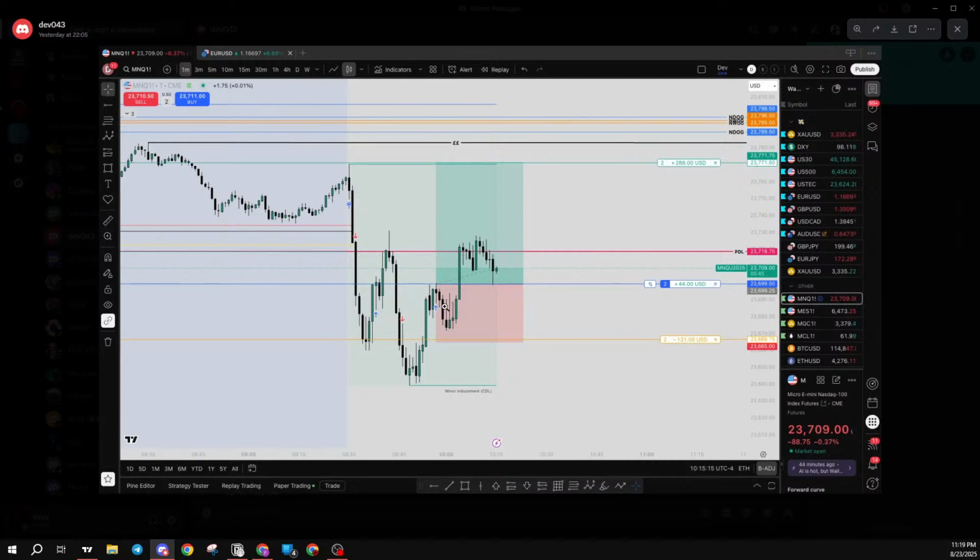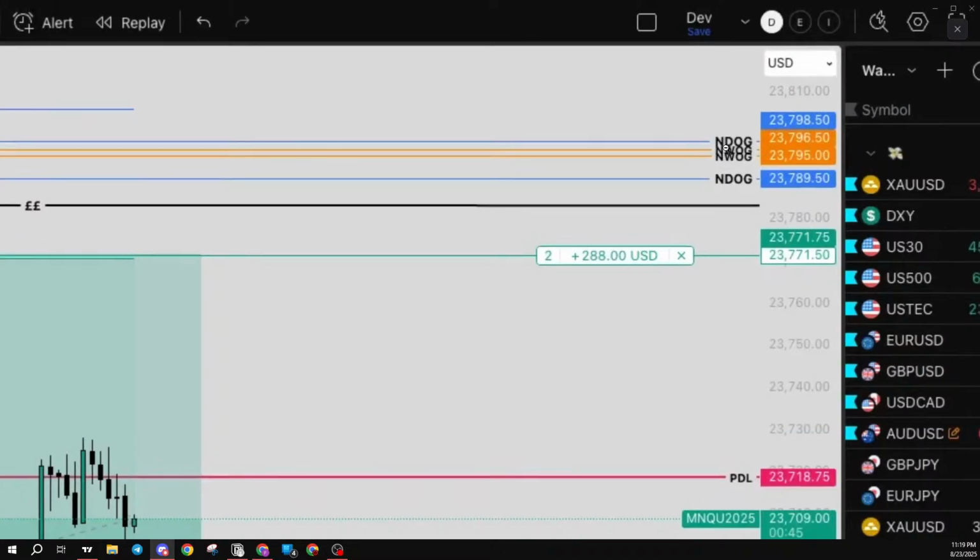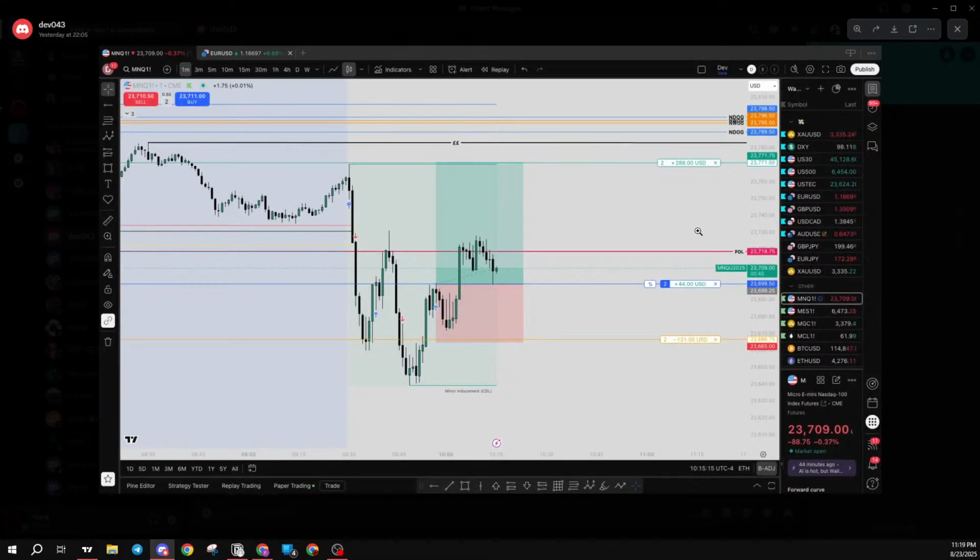And his entry was premature in my opinion. I would have taken it on the fair value gap over here because that's when you get the secondary market structure shift. And that was a good trade into the end-dog cluster because you have a new day opening gap and new week opening gap.